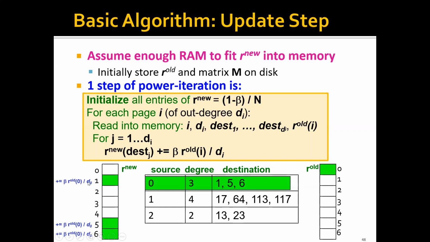You can see that we're actually adding the same number. And after that, we'll start reading the second row. And the second row will have 4 destinations, and similarly, we'll compute this value and we'll add this value to the corresponding 4 entries, and so on, until we finish reading the whole matrix.